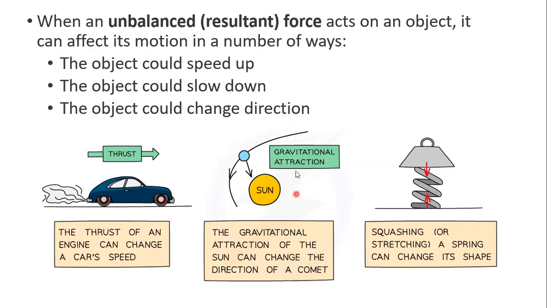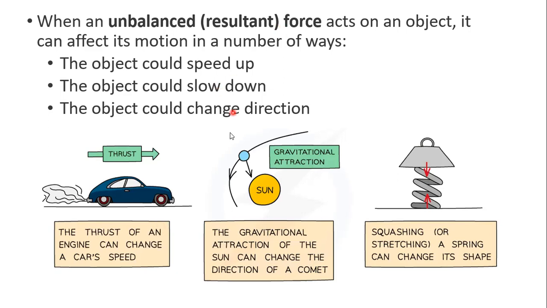So here I have examples. The thrust of an engine can change the car's speed. If this car was traveling at a certain speed, and now you add thrust by pressing a little bit more on the accelerator pedal, what's going to happen is that this can change the speed by increasing it.